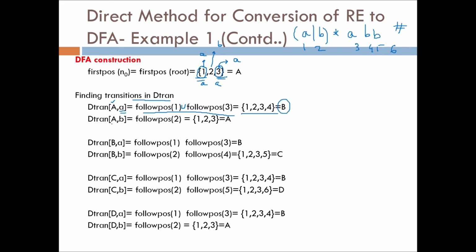And now if I have to find the transition of A on small b, which position number indicates b? It is represented by position number 2. So this will be followpos of 2, and followpos of 2 from the table is 1, 2, 3, and this set 1, 2, 3 already exists. Use the same name, A.